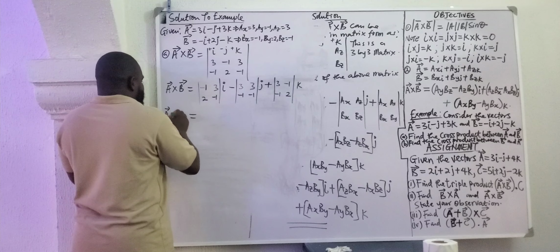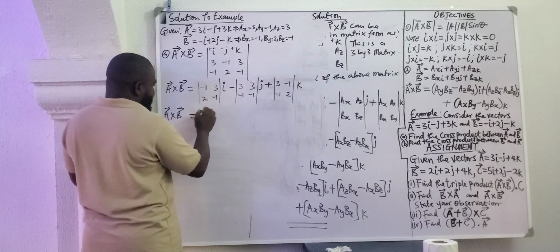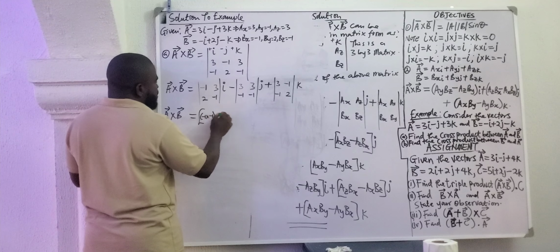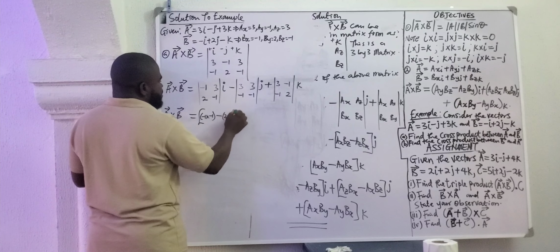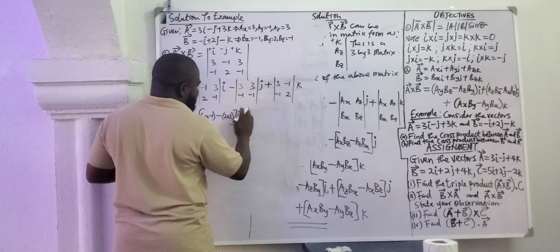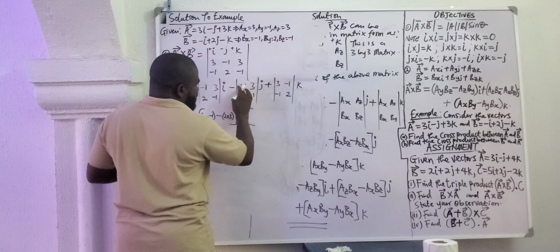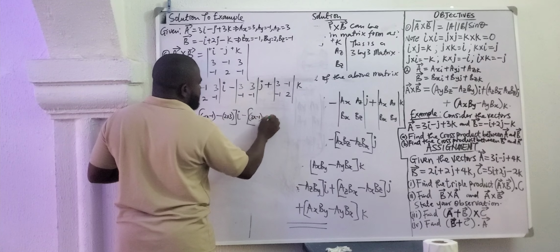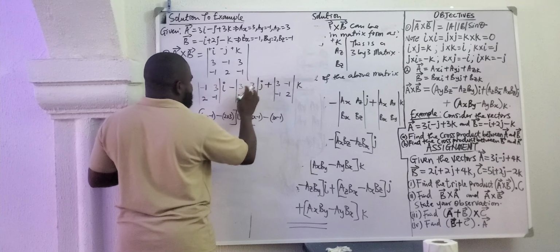So now we reduce this 2 by 2 matrix to give us A cross B equals, remember, I will have minus 1 times minus 1, then minus 2 times 3. Multiply, that gives you I. Then minus, I have 3 times minus 1 minus 3 times minus 1. That's this times this.